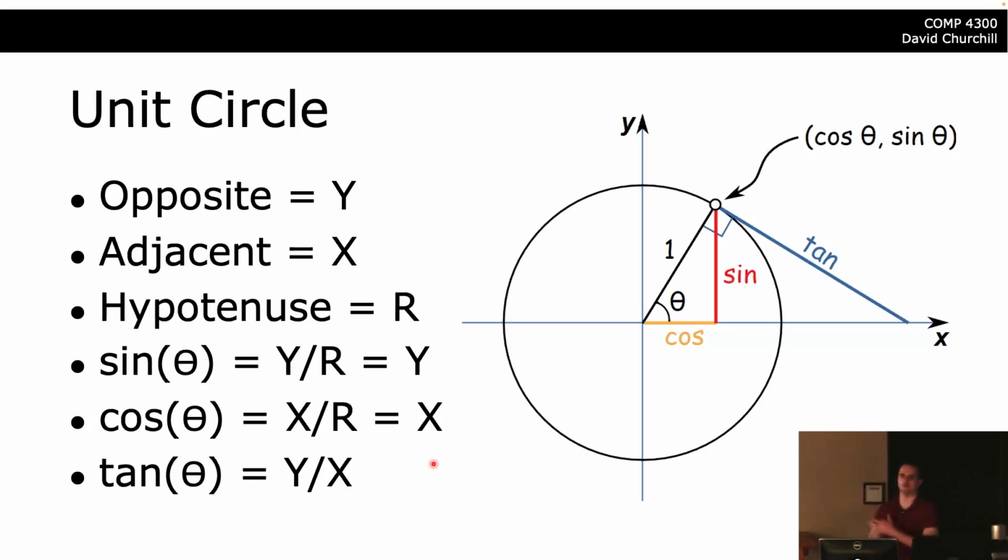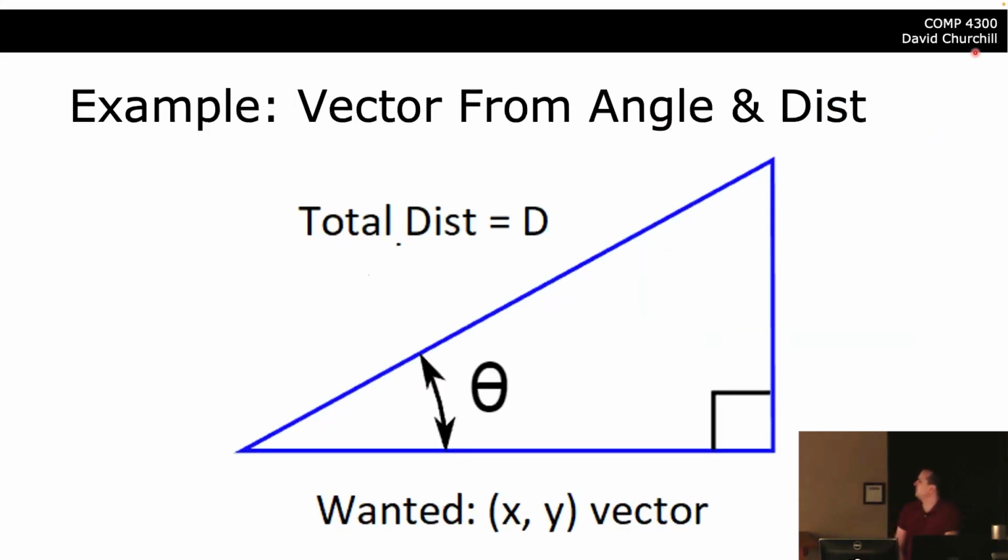Okay, just 2 reference slides for you, so you have them there, you don't have to go look them up. Now let's look at an actual tangible example that we're going to be doing in assignment 2. I have been given angle and distance, and I want to get the vector from that. So I've been given the angle, and I've been given the distance, which here is the hypotenuse. What I want is this x and this y. Okay, so let's see how we would do that.